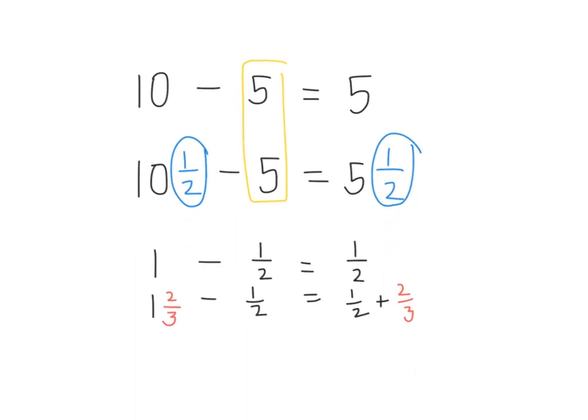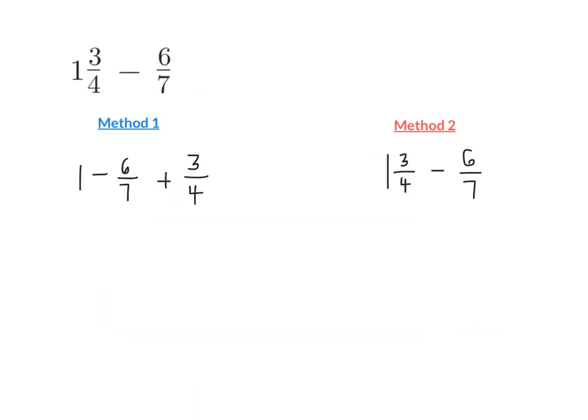Right now, I want you to write these number sentences down in your math notebook and then pause the video so that you can write one sentence explaining what the logic is behind what we did down here. With that in mind, there are two different methods we can use when we are subtracting mixed numbers or fractions greater than 1. In this case, we are subtracting 1 3/4 minus 6/7.